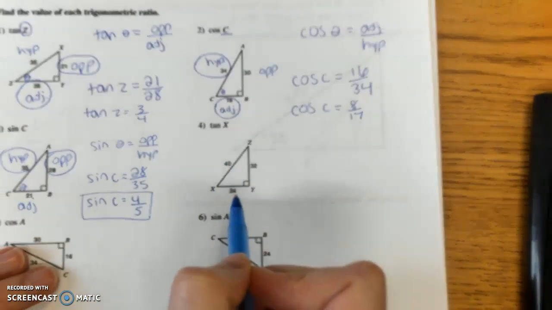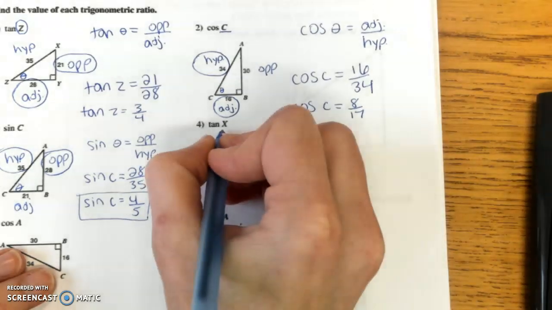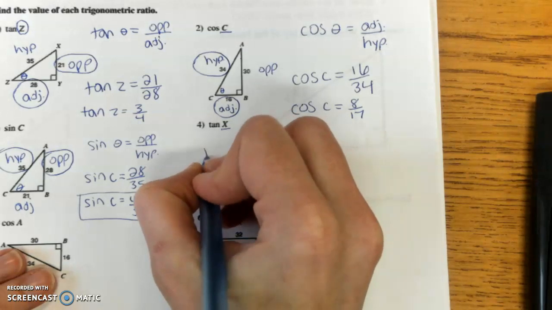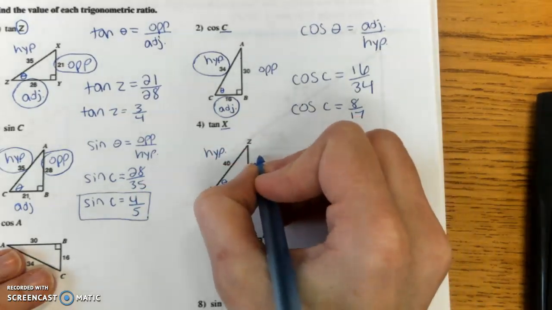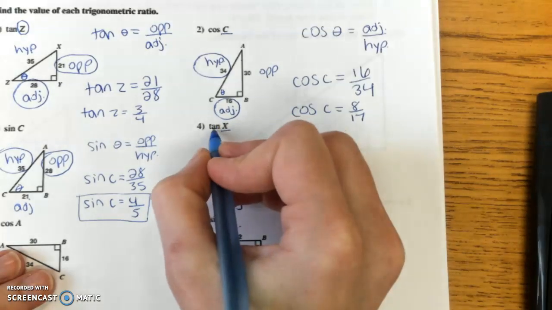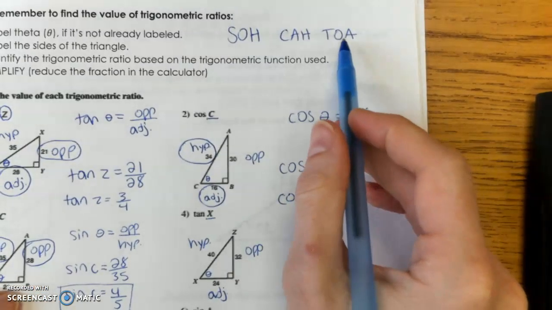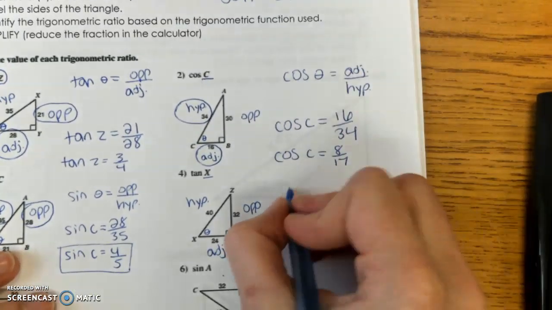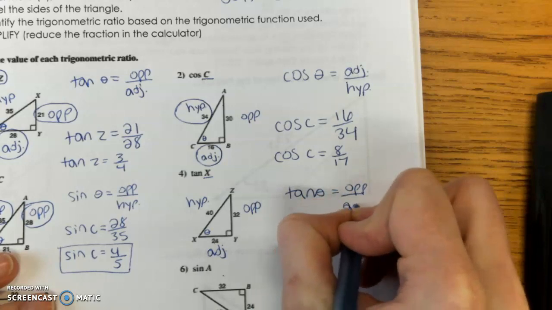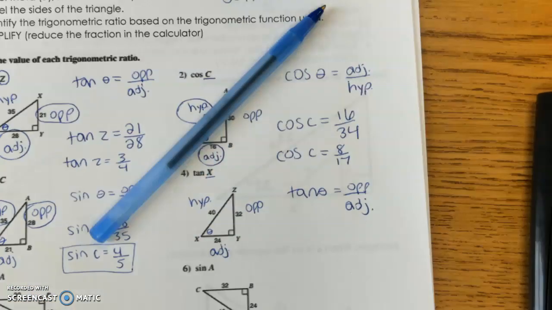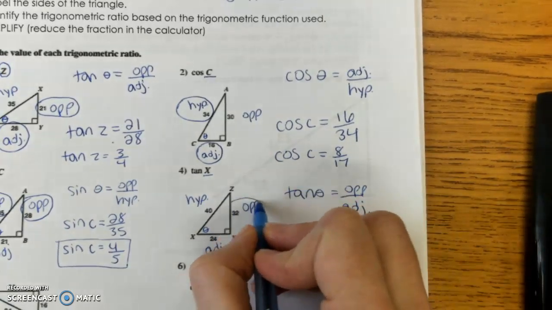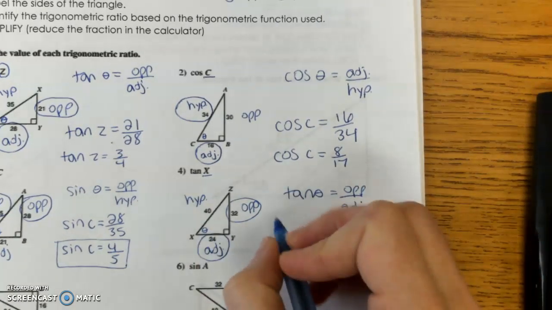Now let's go ahead and do number 4, tangent of x. So first I know that x is my theta. So I'm going to label hypotenuse, opposite, adjacent. If I'm using tangent, I know that I need my opposite side and my adjacent side. So tangent of theta is going to equal opposite over adjacent. So I'm going to circle my two sides, opposite over adjacent.